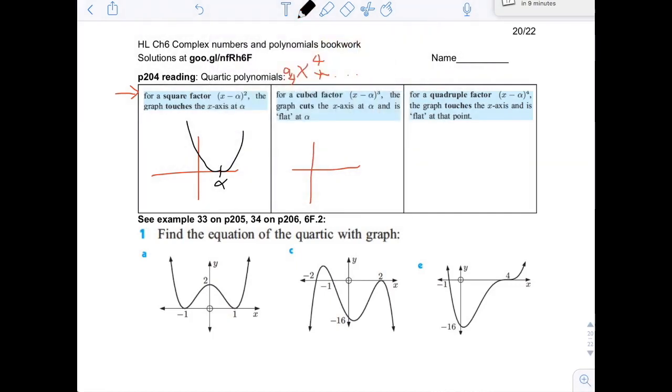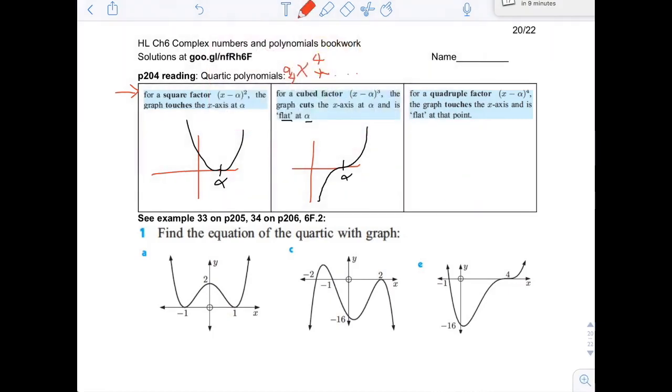Let's look at a cubed factor. A cubed factor touches once at alpha, but a cubic touches and then it goes down. So it's got an inflection point right on the x-axis. It's flat at alpha because it's a stationary inflection point.